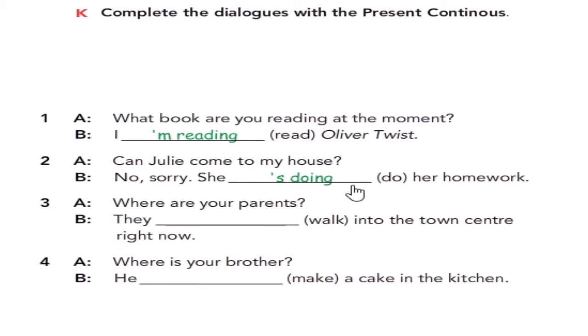She's doing her homework. 3. A. Where are your parents? B. They are walking into the town center right now. 4. A. Where is your brother? B. He is making a cake in the kitchen. So I am reading, she's doing, they are walking, he is making.